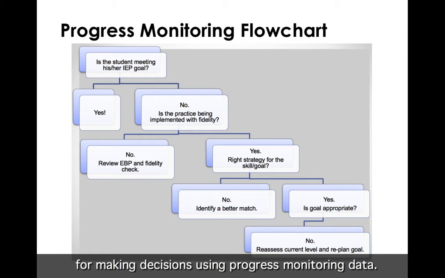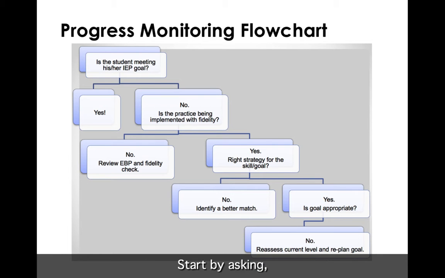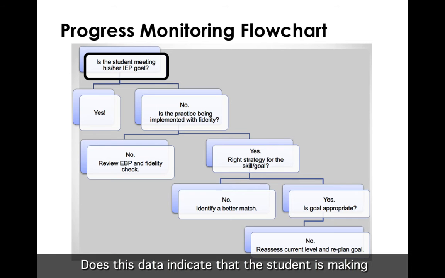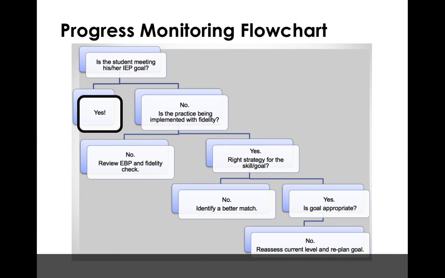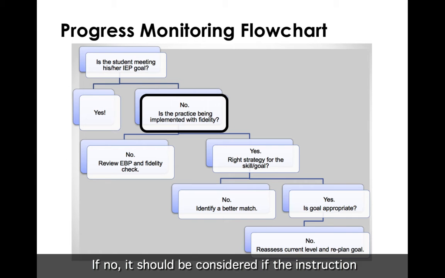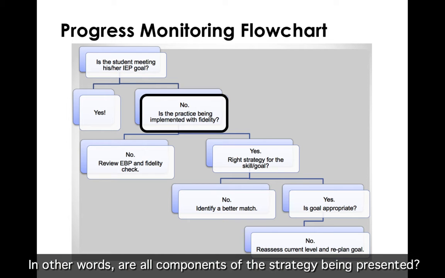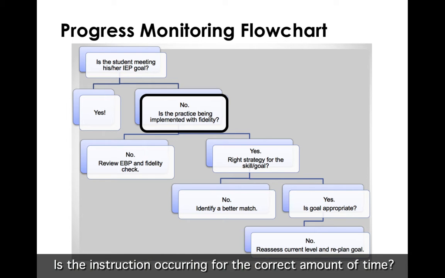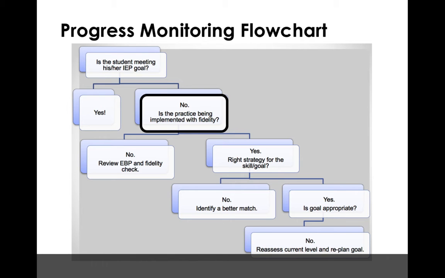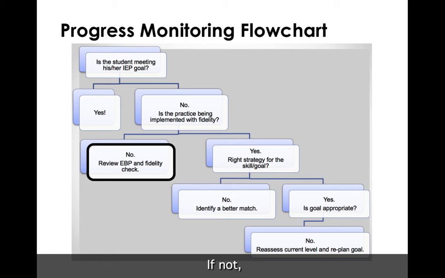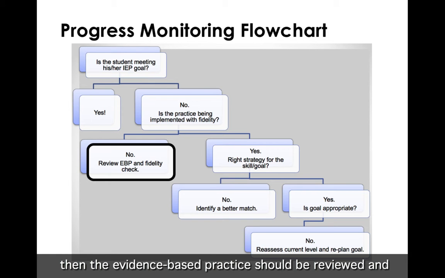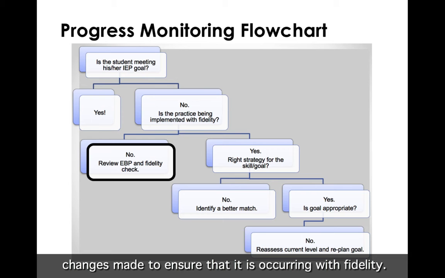This flowchart is one option for making decisions using progress monitoring data. Start by asking, does this data indicate that the student is making adequate progress to meet the goal? If yes, great, no changes are needed. If no, it should be considered if the instruction is being implemented with fidelity. In other words, are all components of the strategy being presented? Is the instruction occurring for the correct amount of time? If not, then the evidence-based practice should be reviewed and changes made to ensure that it is occurring with fidelity.